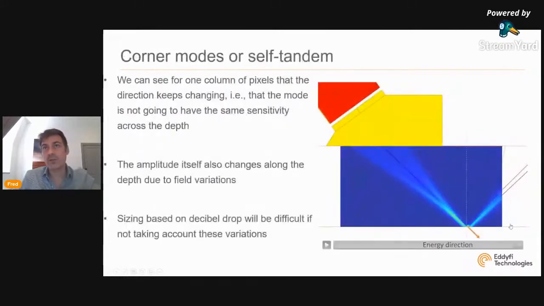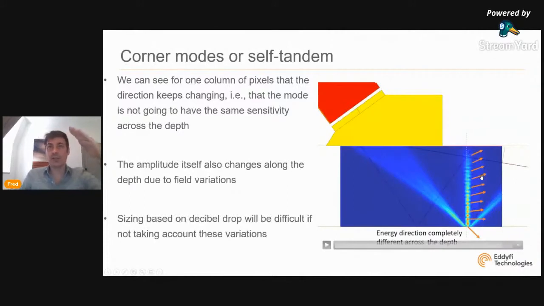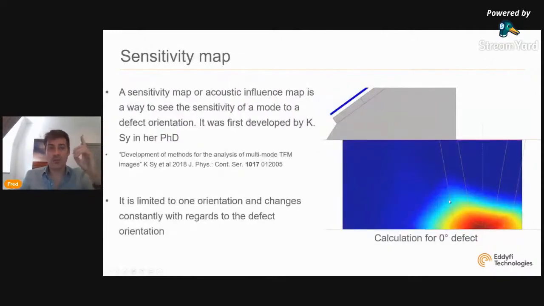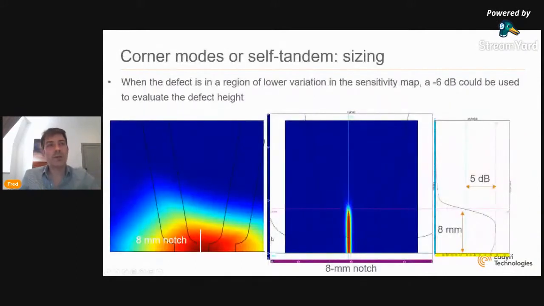Why? Because if we go back to this, because the direction of energy is going this way, and we are looking at vertical defect, so we wouldn't have any specular echo. This is only one direction of defect. So this is very important to remember. So what happens when we have vertical defects? What can we expect in terms of sizing? So let's say we have an 8 millimeter notch. We are still within the red region of our sensitivity map.